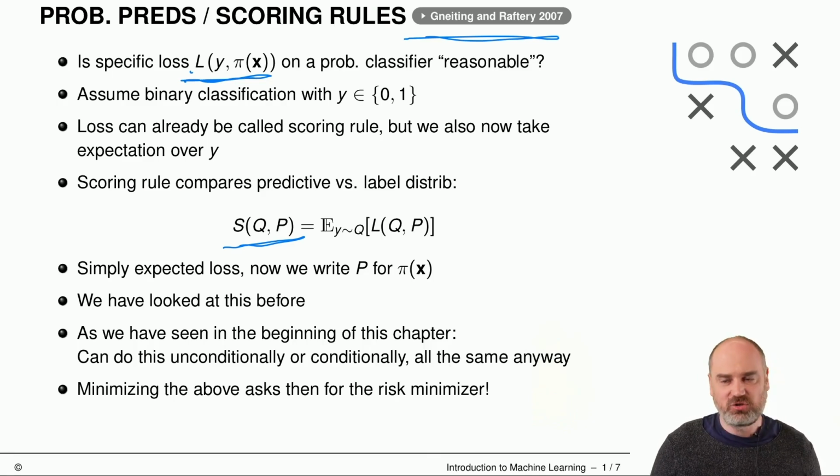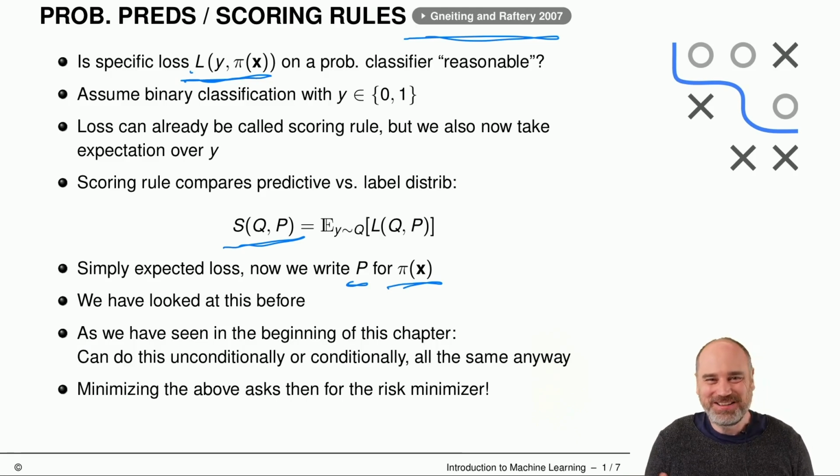I'm going to say that a scoring rule actually compares two distributions. There is the predictive distribution, and I will simply use a capital P for that. I could have also written pi or pi of x, and later we will maybe do that. But for this definition, I will just use capital P because we have been using that for general distributions before in this lecture. And then there is the distribution of our labels, which I'll denote with a capital Q. So Q is how our labels Y are distributed, and P is the predictive distribution.